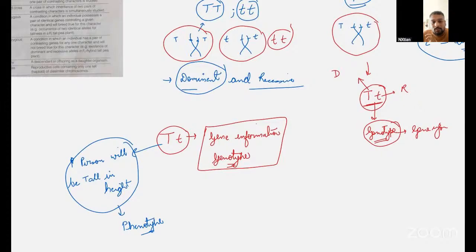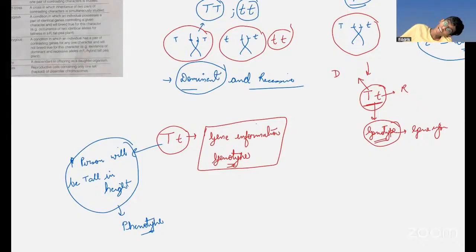Yes, sir. Any problem with phenotype? Phenotype is the outer appearance, like tallness or shortness or yellow color or green color, anything. Genotype is just the gene information, like capital T, small t, small t, capital T, like this. This is called genotype. And phenotype is outer appearance.